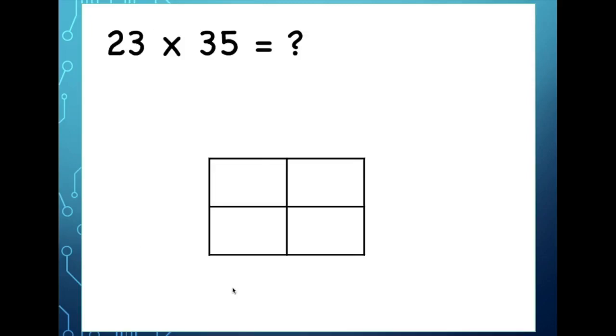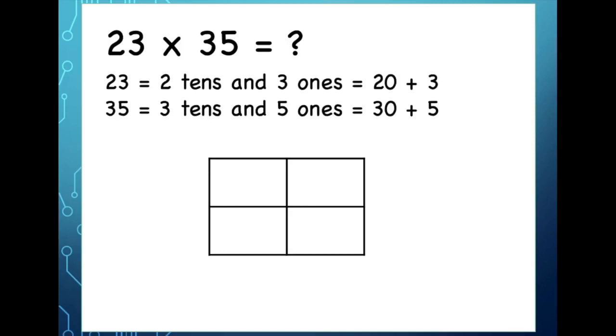Let's look at an example in which we apply the area model to 23 times 35. We begin by decomposing the numbers. Remember, we are using place value to determine the value of each digit. Look at the 23. The 2 is in the tens column. The 3 is in the ones column. So that becomes 20 plus 3 in expanded form.